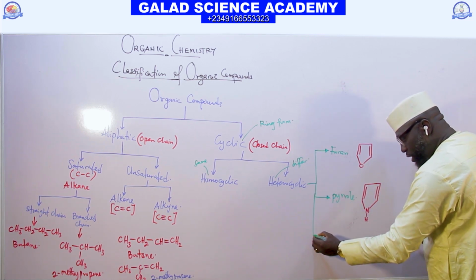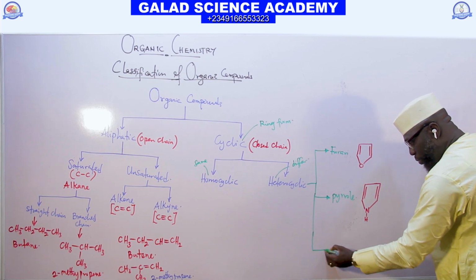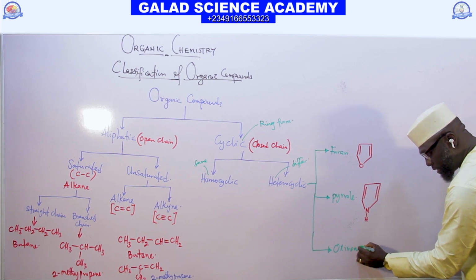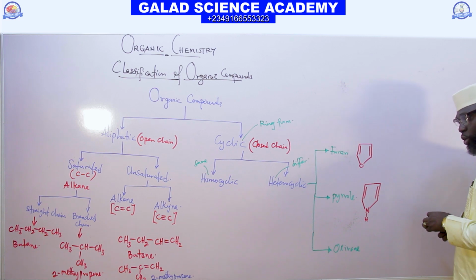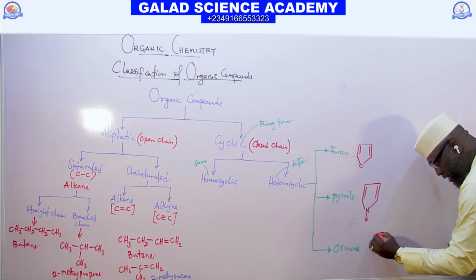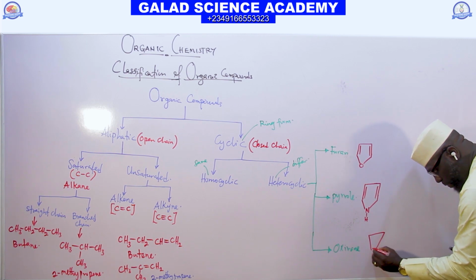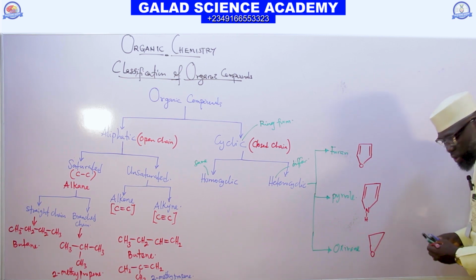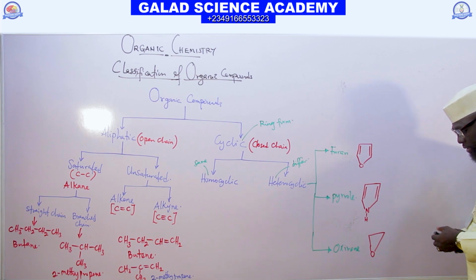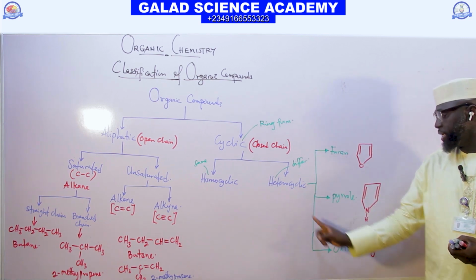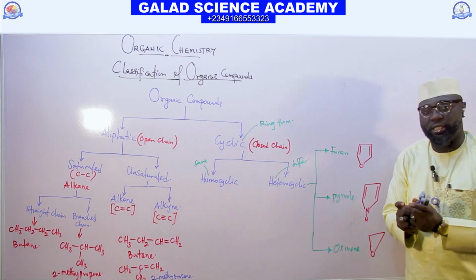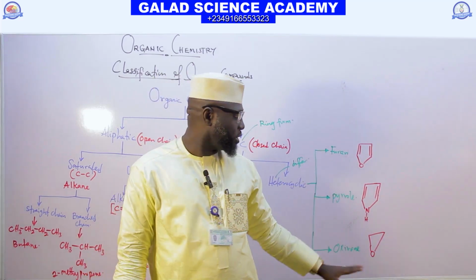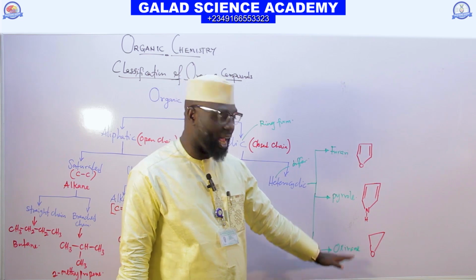Let me put one more example there. All these are double bonds, so let me put one single bond compound. We also have oxirane, which is also a good example of a heterocyclic compound. So any cyclic compound that contains other elements, not only carbon, is called heterocyclic.